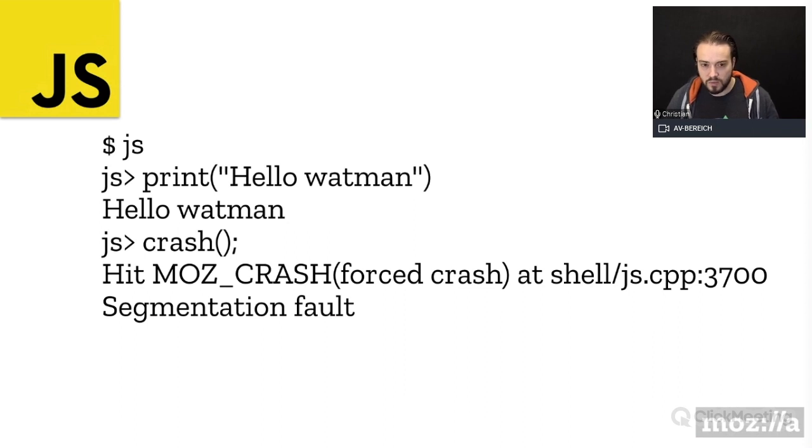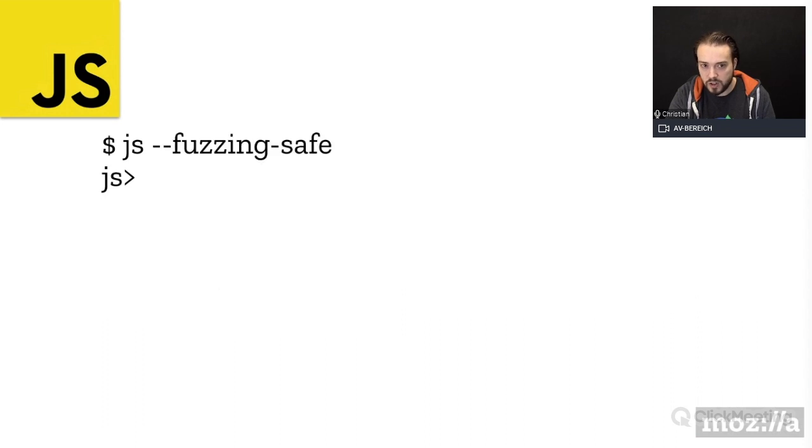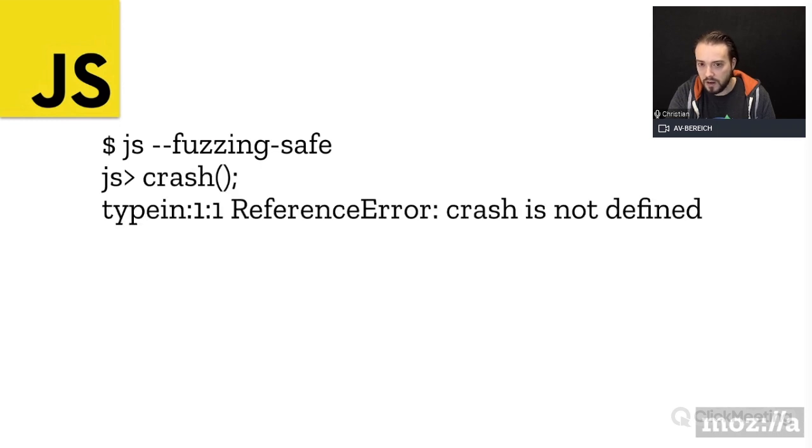And if the fuzzer now starts running on this shell and you're hitting crash over and over again, this might actually hurt fuzzing. So instead, we can start the JavaScript shell with a fuzzing-safe flag. And if I now try to call crash, I get an error: crash is not defined. That's because the JavaScript developers decided to remove the crash function when the fuzzing-safe flag is set, and a lot of other functions that are not safe for fuzzing.